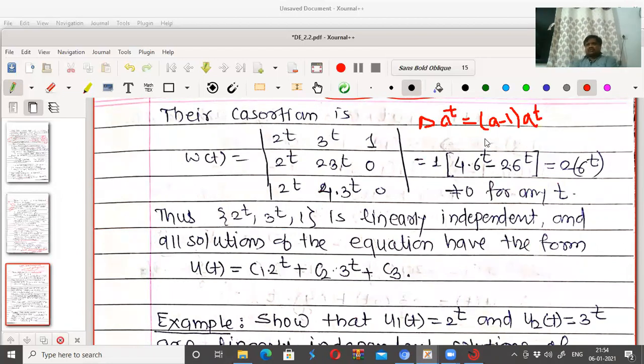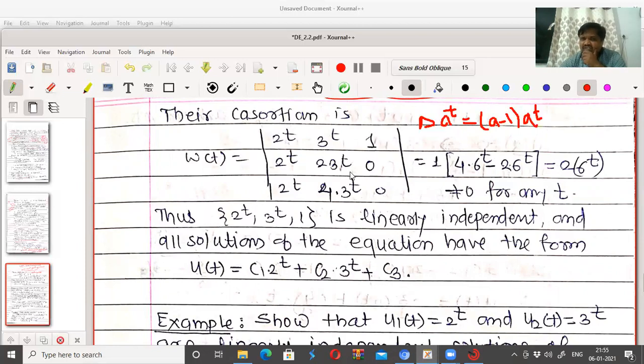So delta of 2 to the power t is what? 1 into 2 to the power t. And again delta, 1 into 2 to the power t. Delta of 3 to the power t: a minus 1, 3 minus 1 is 2, so 2 into 3 to the power t. And once more delta, 4 into 3 to the power t. Delta of 1 is 0 and its delta is again 0. If we find the determinant of this, I will take 2 to the power t common from the first column and 3 to the power t common from the second, and you will get 1, 1, 1; 1, 2, 4; and 1, 0, 0. So the determinant is of this type.